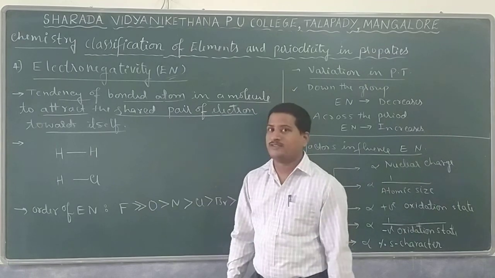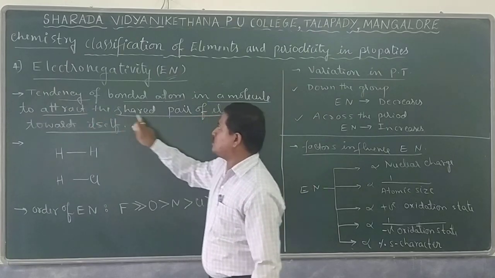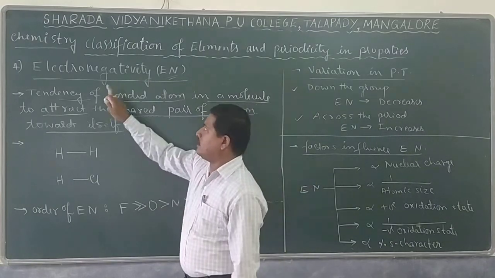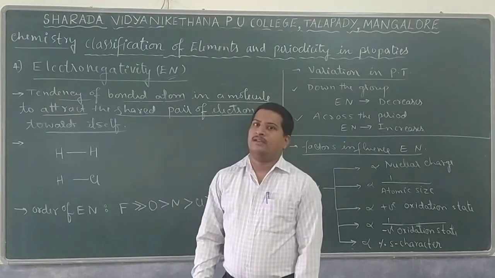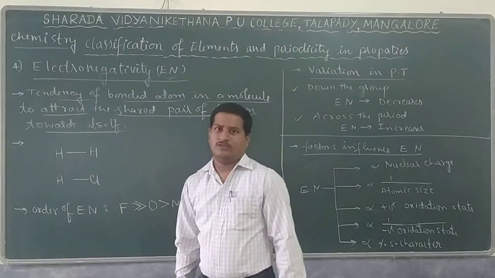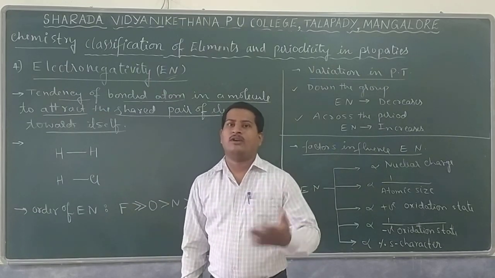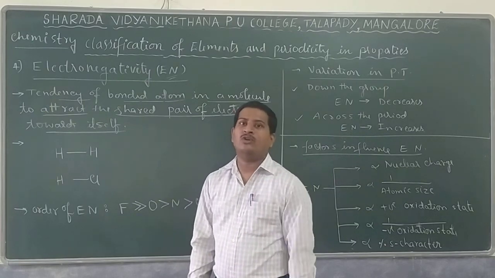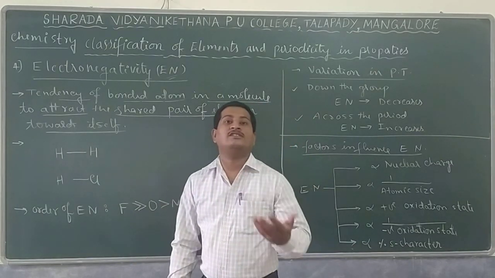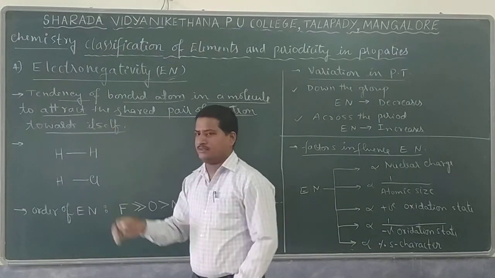So the tendency of a bonded atom in a molecule to attract the shared pair of electrons towards itself, itself being that atom's side, is nothing but electronegativity. For this we have to apply covalent bonded conditions, so the bond present is a covalent bond. There are a variety of bonds one can find: covalent, ionic, coordinate, metallic bond. But it is applicable for covalent bonds because we are talking about shared pairs of electrons. In a covalent bond, electrons are shared.